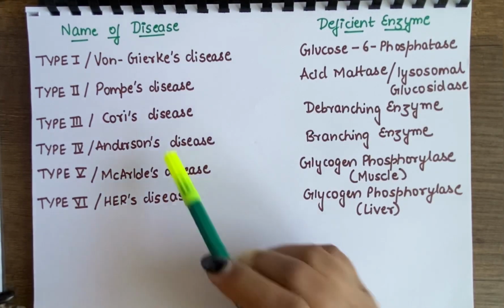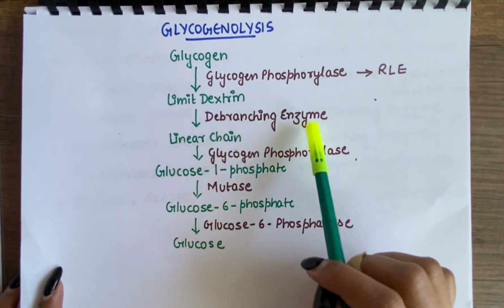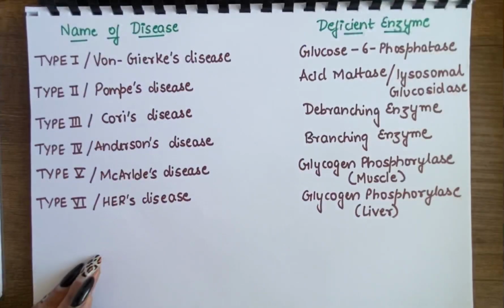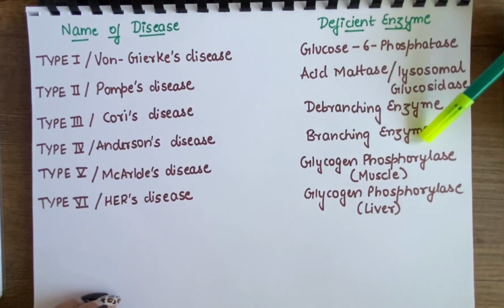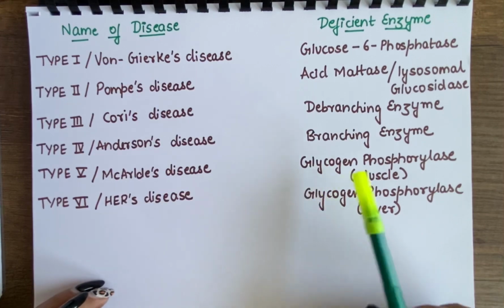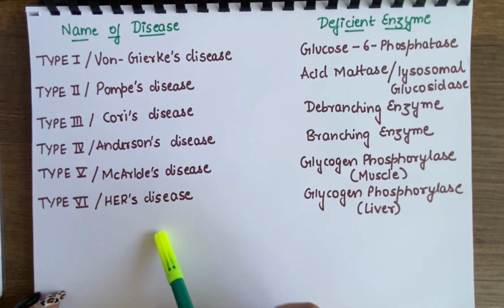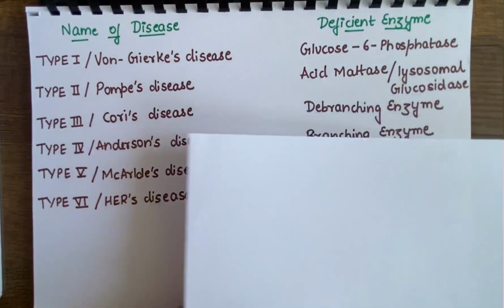Type 3 is Cori's disease, which is caused by deficiency of debranching enzyme, which was required to make linear chain from limit dextrin. Type 4 is Andersen's disease, which is caused by deficiency of branching enzyme. Type 5 is McArdle's disease, when there is deficiency of glycogen phosphorylase in muscle. Type 6 is Hers' disease, when there is deficiency of glycogen phosphorylase in liver. Now let me tell you a mnemonic to remember all these types of glycogen storage diseases.